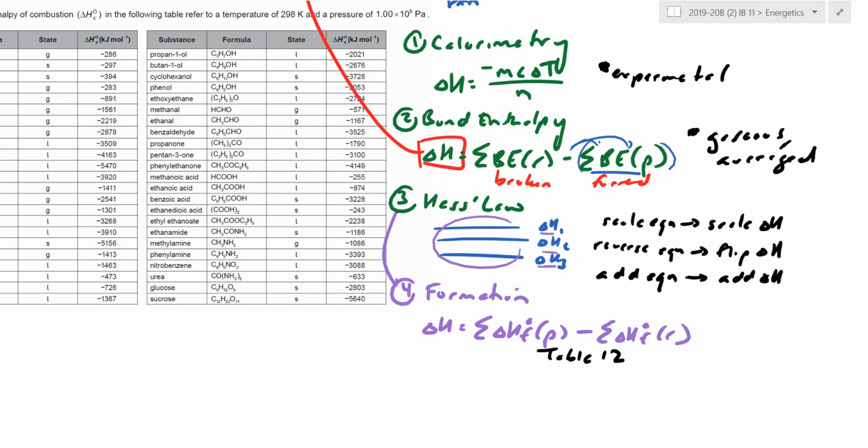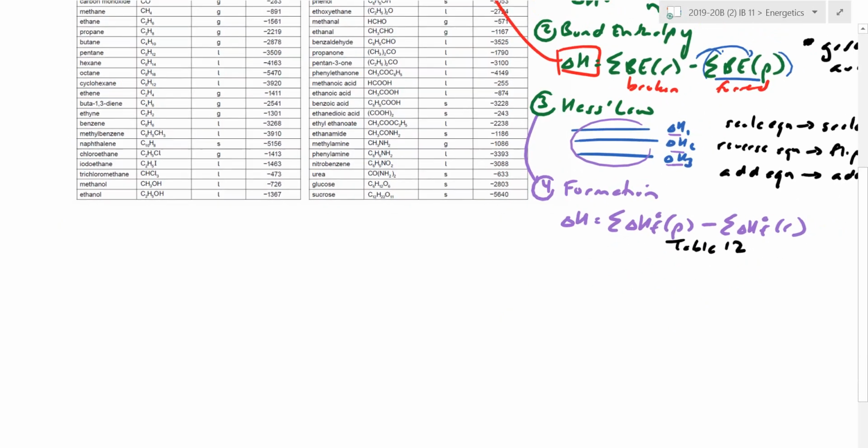Today's lesson will feel very similar to yesterday's lesson. We're going to talk about combustion as another shortcut for Hess's Law. So we're going to start here.